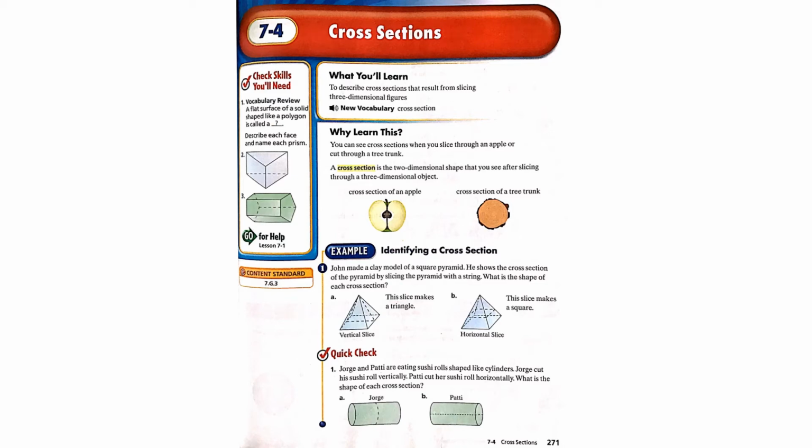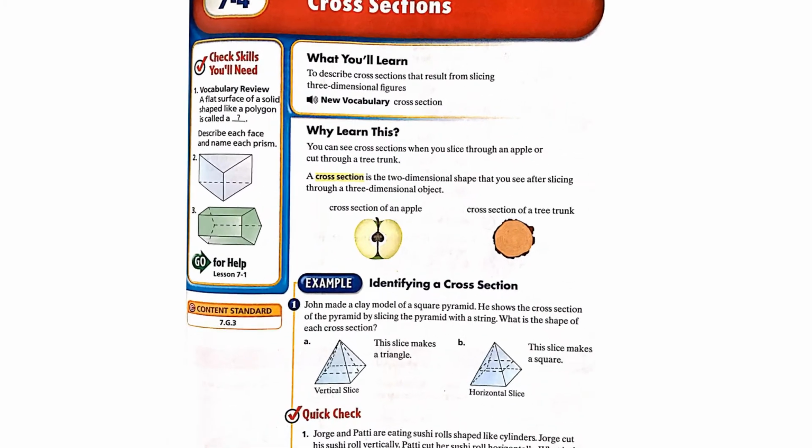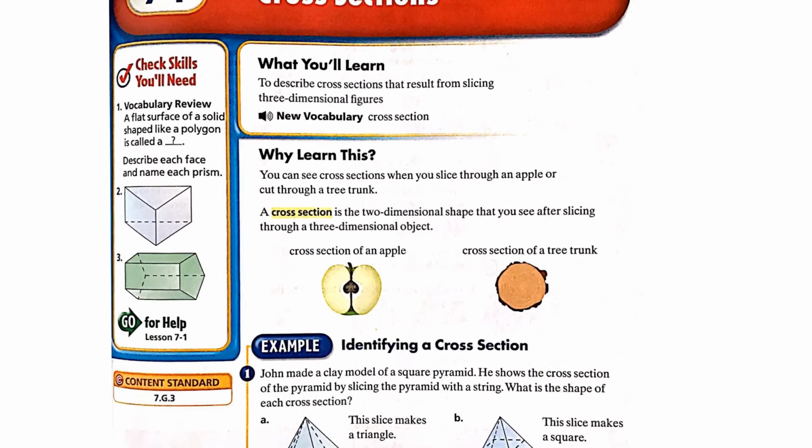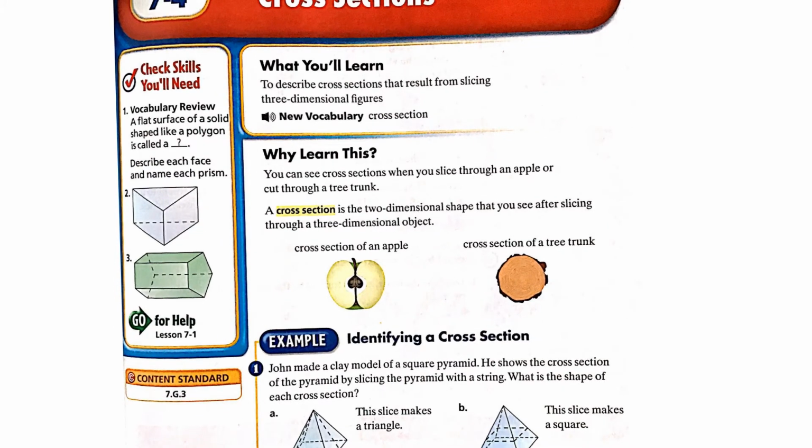Hello class. Today we're looking at 7-4 cross sections on page 271. So what we're going to learn today is what is the figure or shape that results from slicing. You can see a cross section when you slice through an apple or cut through a tree trunk.